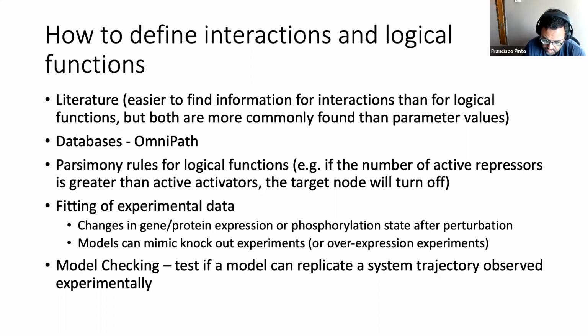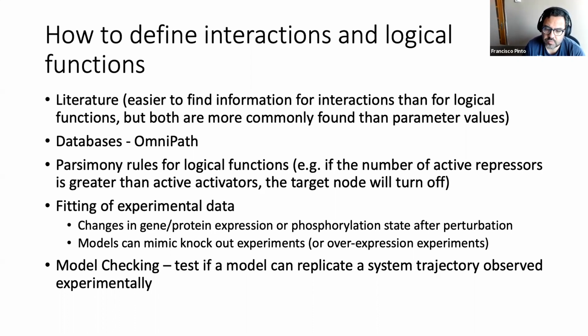So you start by using these parsimony rules, and then you try to fit experimental data. So you know that after some knockout experiments or overexpression experiments, you follow gene expression or the phosphorylation state of a set of proteins over time, and you check the time evolution of those activations or inhibitions of several nodes in your model, and you try to check which logical rules allow you to simulate those temporal evolutions of activations and inhibitions of the components.